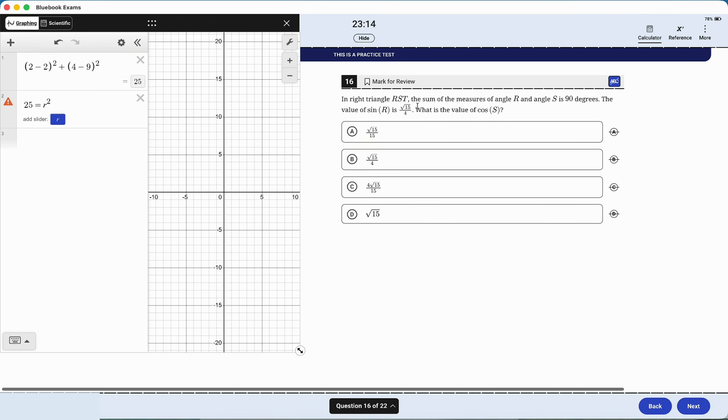So let me sketch this out. R is t, and it says the sum of r and s is 90. So this is important. The sum of r and s is 90. Neither of those are the 90, right? They're the acute angles, right? So t is the right angle.